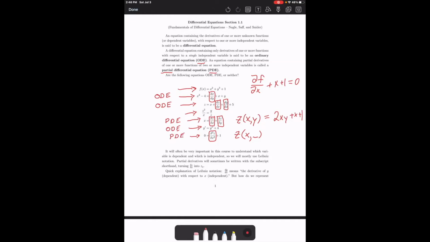So this is a PDE. Simply put, to find a PDE, you're looking for that delta notation. For an ODE, you're looking for any other derivative. And if it doesn't have either, then it's neither.